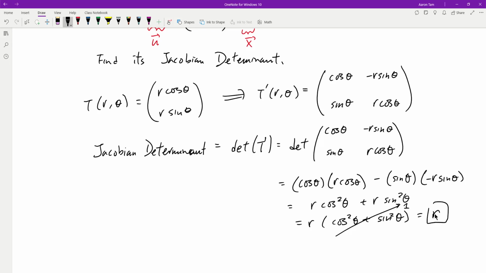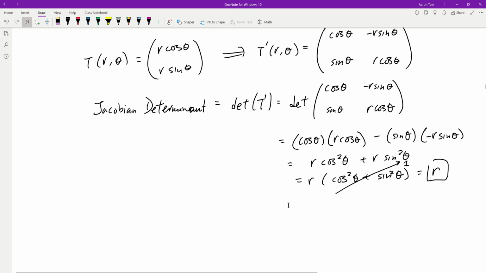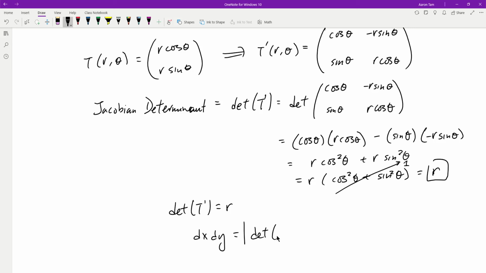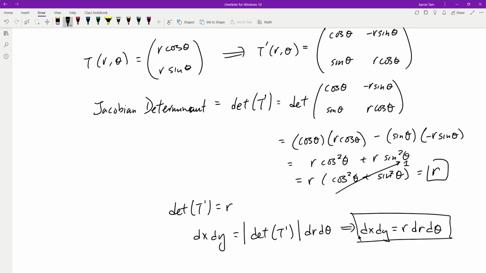So that is basically what the Jacobian determinant is. This is basically what the determinant of T prime is, equal to r. So now I can say that dx dy is actually the absolute value of the Jacobian determinant times dr d theta. So therefore it becomes this formula, which is basically the formula that we already know from when I first introduced to you the formula for polar coordinate transformation.